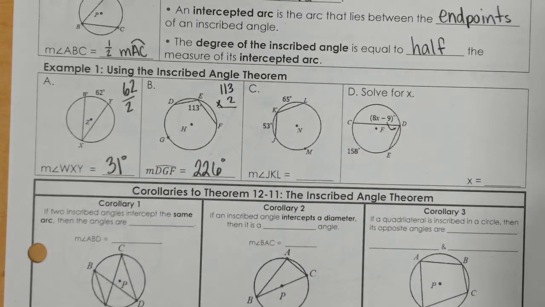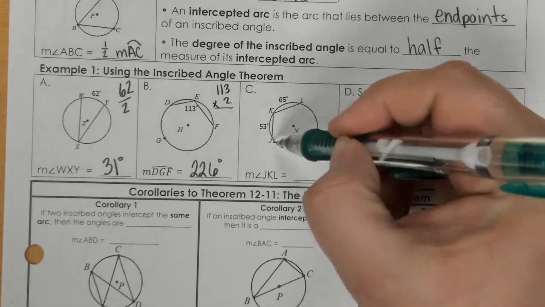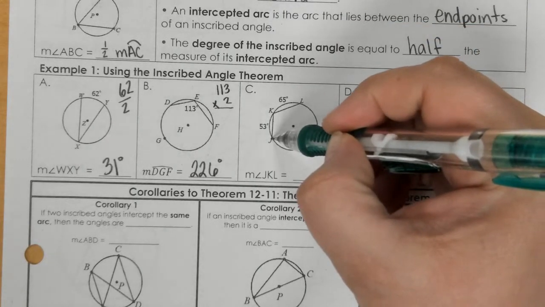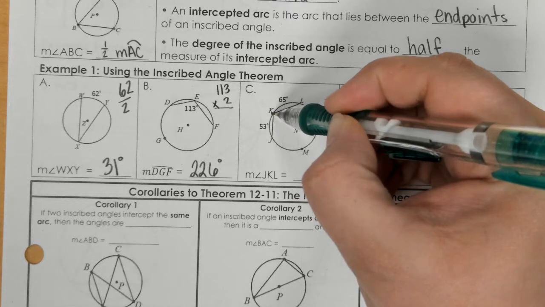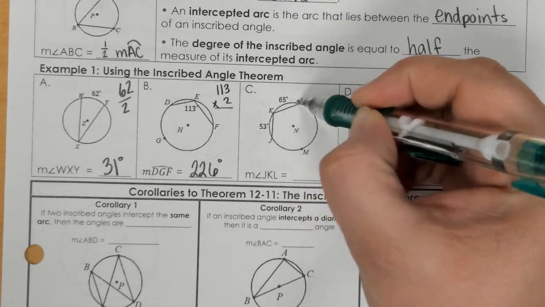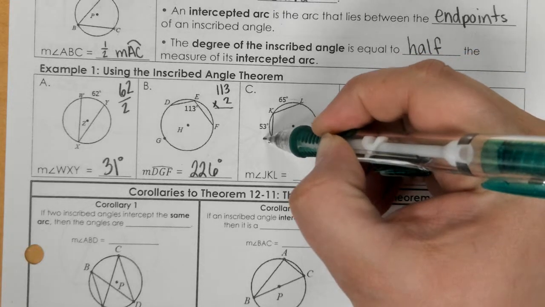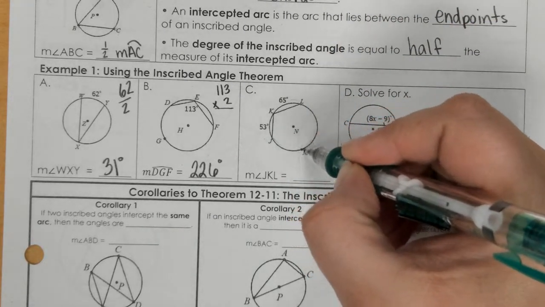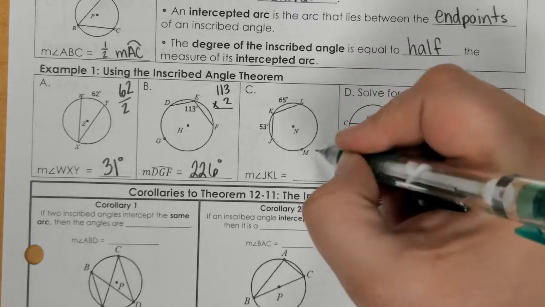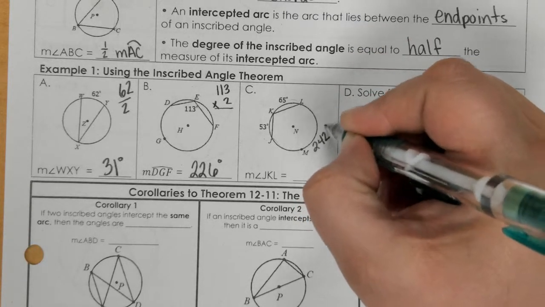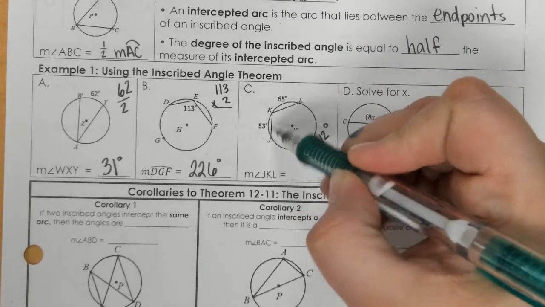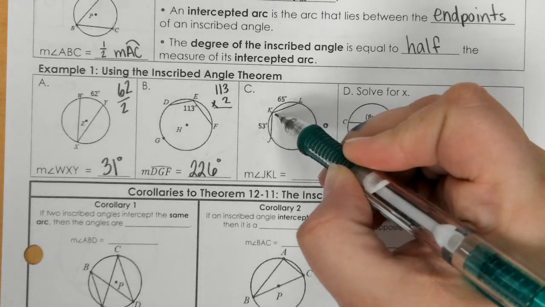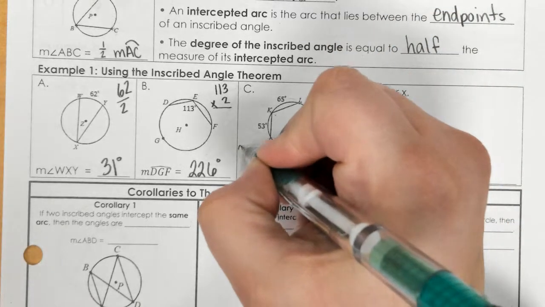In part C, we do arc J to L. We can add these together, and if we subtract that from 360, we get that this arc here is 242 degrees. If our goal is to find angle JKL, this angle here, divide that by 2.